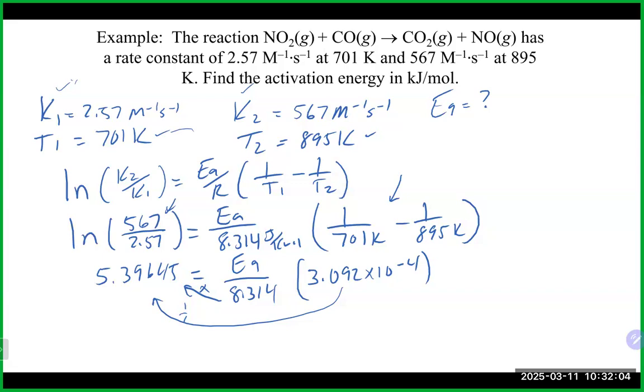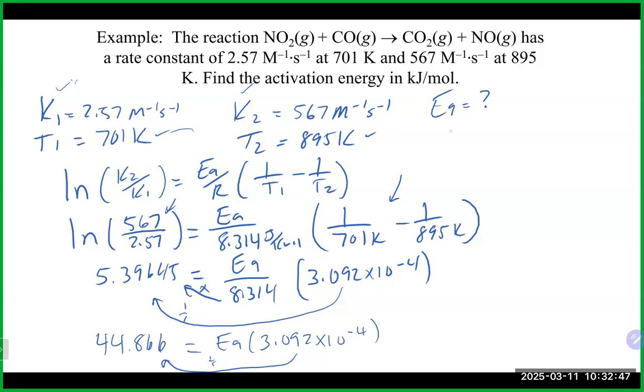All right, so we're going to do 5.39645 times 8.314, and that's going to get us something maybe like 44.866 is equal to Ea times 3.092 times 10 to the minus 4. We're then going to divide that to the other side, like I was saying earlier. Now I remember why I don't like this calculator, because you can't really read what it says, but we'll try it here. Exponent negative 4. There you go. Maybe.